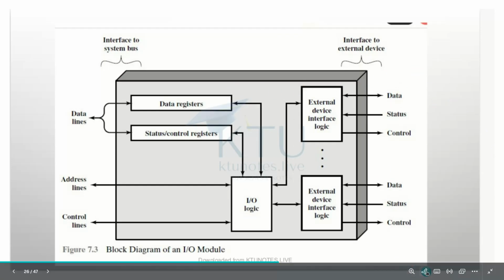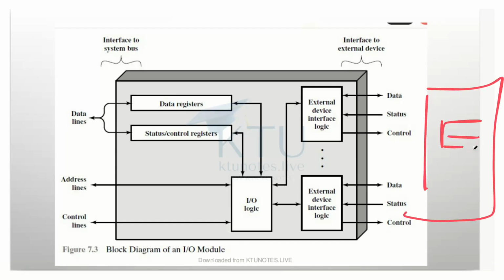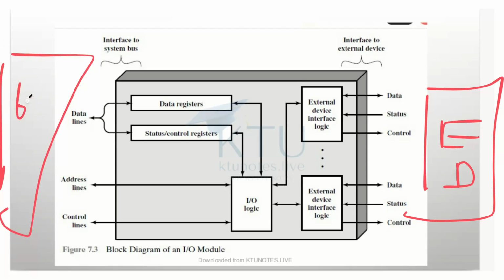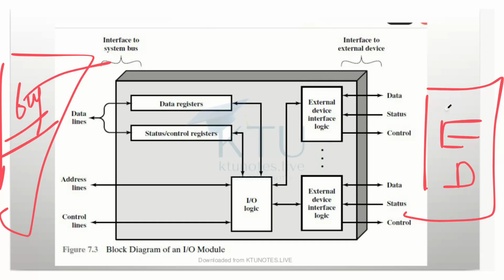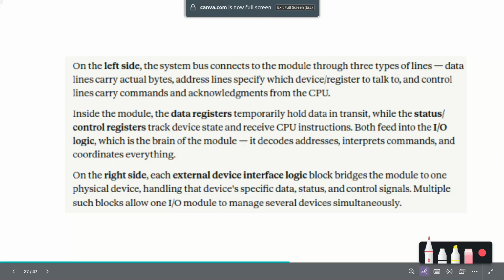Outside of this, here you have our external devices, and here you have the processor and system buses. From here the data can be shared to and from. The status of the external device is given to the IO module, and the command from the IO module to the external device is given through the control. So this is the basic block diagram, the structure of our IO module.